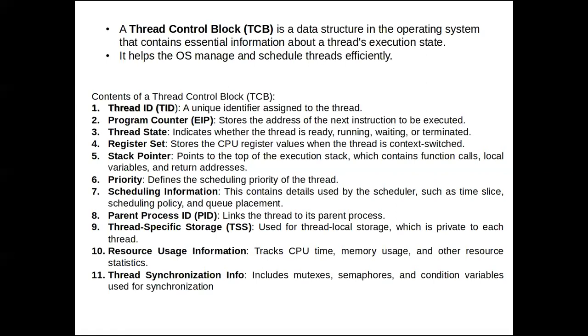So let us summarize what we saw. TCB is a data structure used by the OS. It stores information about the thread. It helps in managing and scheduling the threads. And as I stated, there are 11 minimum things that you would be seeing as content. So thread control block is essential because it gives the OS complete control over the thread execution. Without TCB, managing threads efficiently would not be possible, the way that we saw with respect to process control block. Now let us compare thread control block and process control block.